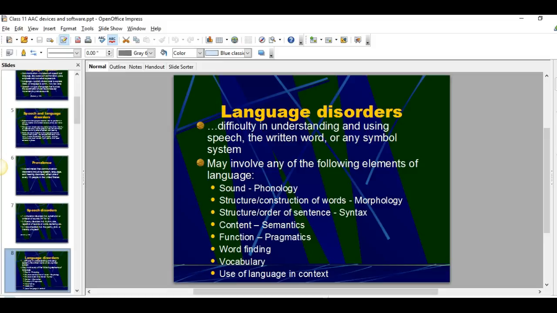Language disorders mean that people have difficulty in understanding and using speech, written word, and any symbol system. They may involve any of the following elements of language: sound, so that covers the area of phonology; structure, constitution of words, that's morphology; structure, order of sentence, that's syntax; content is semantics; function, pragmatics; word finding, vocabulary, and also use of language in context.